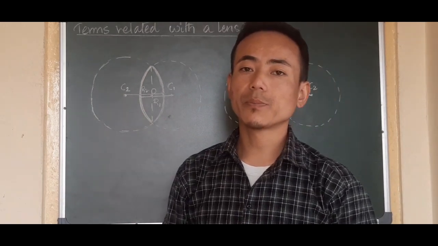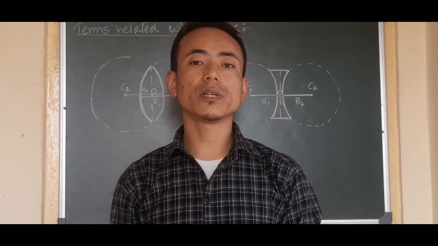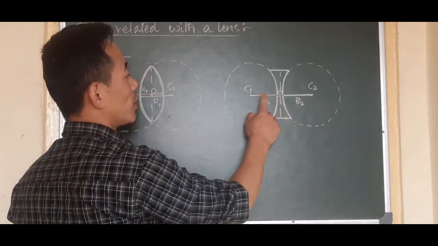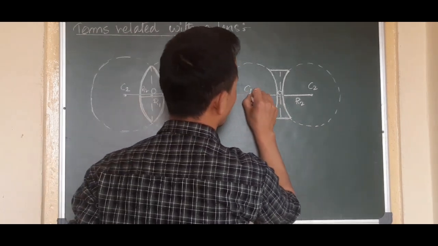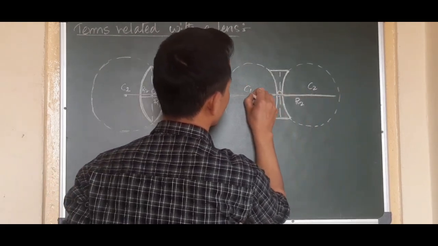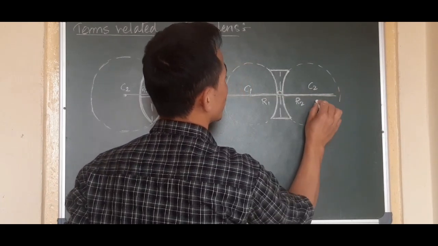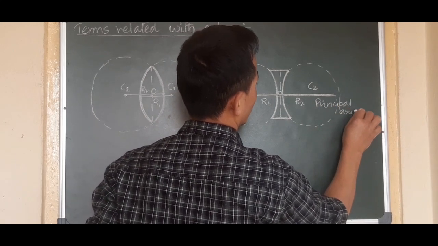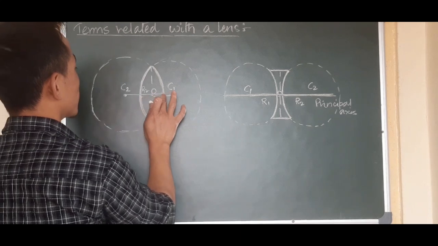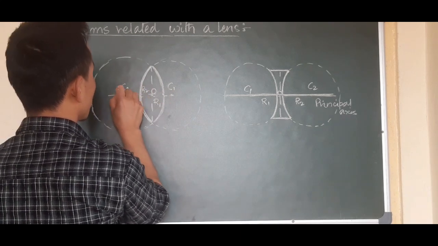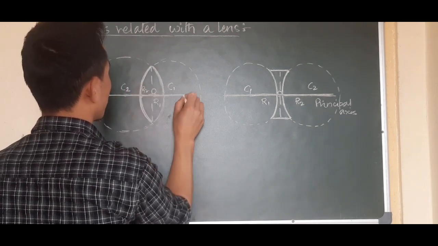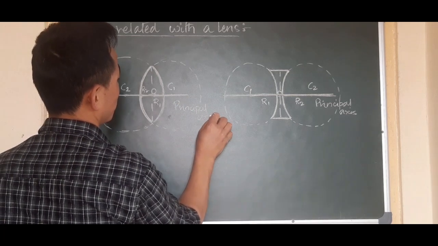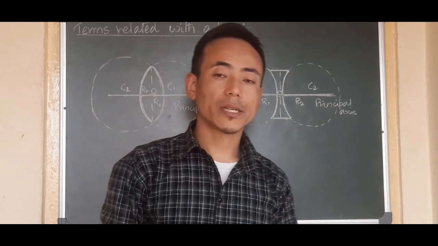And the last one, principal axis. It is the straight line passing through the centers of curvature of the lenses. So there are two centers of curvature, C1 and C2. So if we draw a straight line passing through these two points, then this straight line, we call it as the principal axis. So for both concave lens and convex lens, if you draw a straight line passing through C1 and C2, then that straight line, we call it as the principal axis here. I hope these terms are clear.